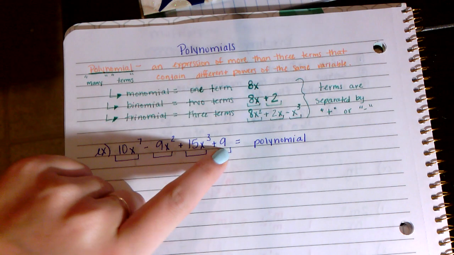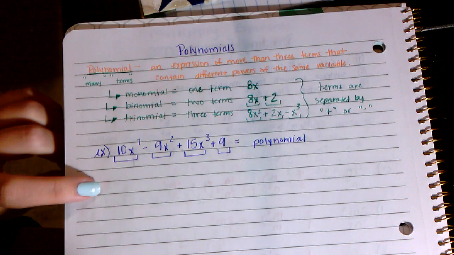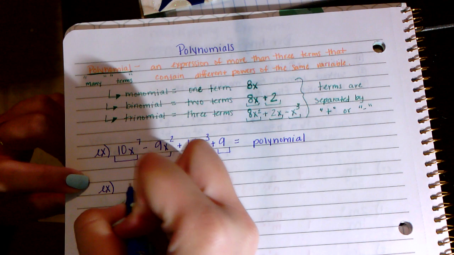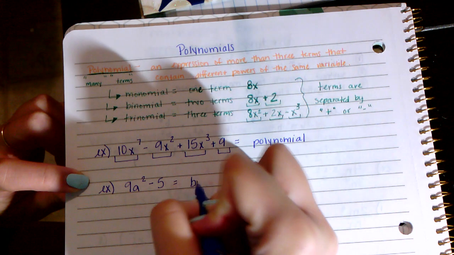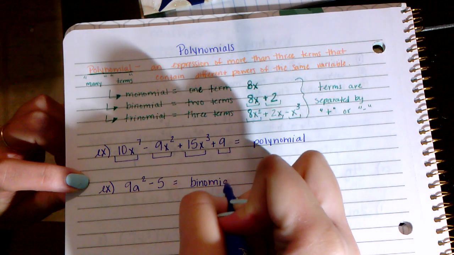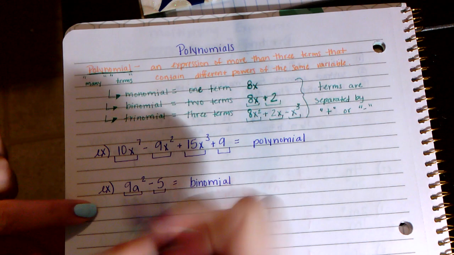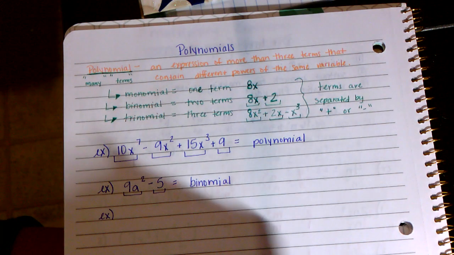Now, when you have a constant, technically you can put a variable with that, and you can make it to the power of 0, because again, anything to the power of 0 is 1, and I'll show you an example of that in just a second. So another example, let's say 9x squared minus 5. Okay, that would be a binomial, right? That's 2 terms. 1, 2.